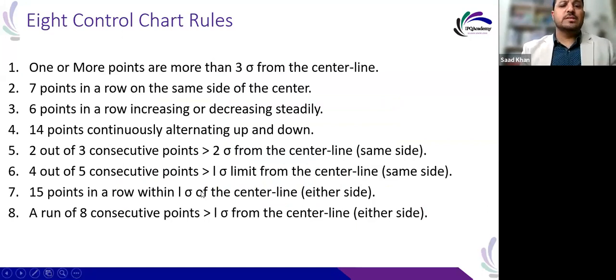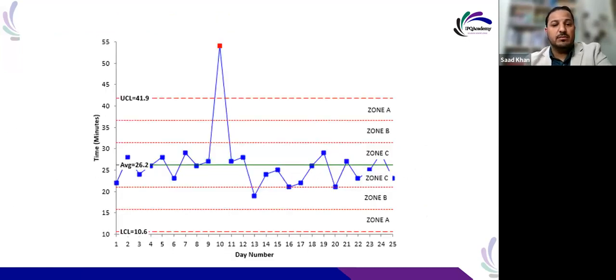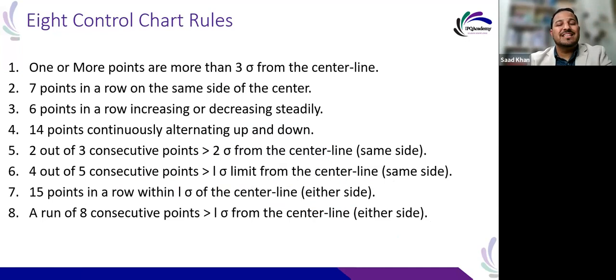There are 8 rules, as I said in the beginning. Those rules are very clear, and these rules are used to identify special cause variation. The only purpose of using these 8 rules is to identify special cause variation. If you have 1 or more points more than 3 sigma from the central line, as you can see, the red dot is over the upper control limit. This means this requires attention, and this is a special cause, right? This is because of some special cause.